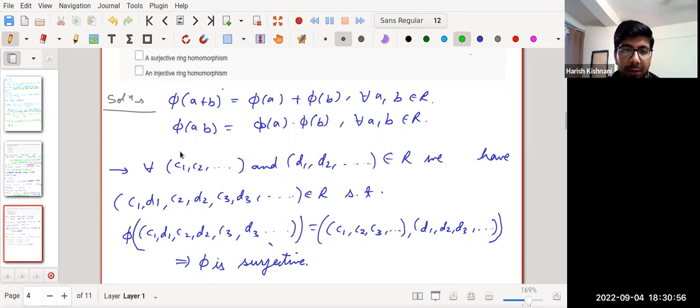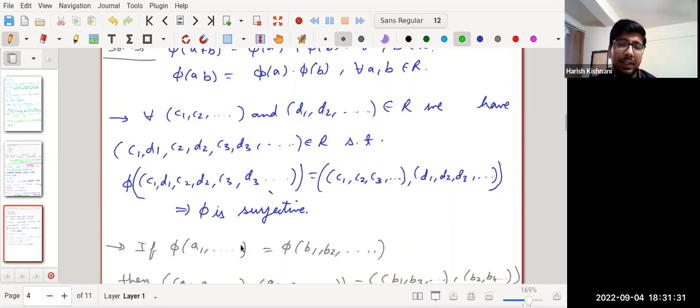So corresponding to any element of R cross R, because we are picking C1, C2, ..., Cn and D1, D2, dot dot dot as arbitrary elements of R, they are coming from arbitrary tuples of R cross R. So corresponding to that element, we always have an element of R such that when phi is applied over this element, you get C1, C2, C3, and D1, D2, D3, and so on. Thus, phi is surjective. So checking whether phi is surjective is easy, and injective is even easier.